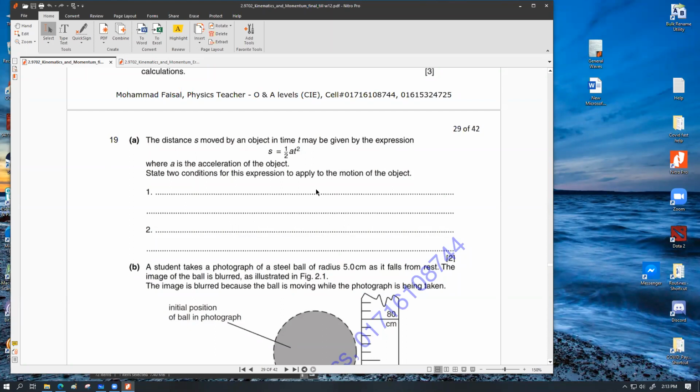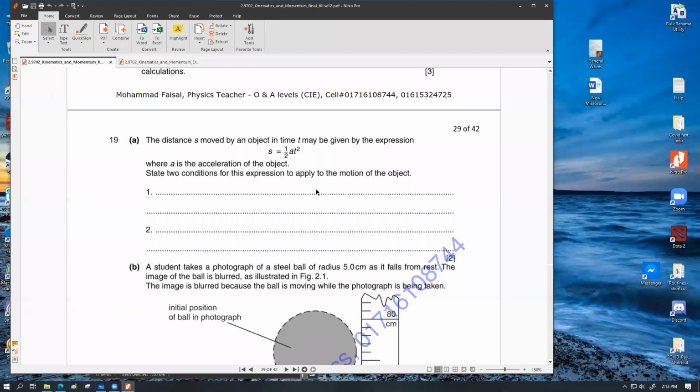No, sir. These are the 2 conditions that you are supposed to write. State 2 conditions for this expression to apply to the motion of an object. Condition number 1, the object starts from rest. Or you can write this whole sentence, or you can simply write initial velocity equals 0. Those 3 words, initial velocity 0, score you the mark as well. Number 2, the object moves with uniform acceleration throughout the time. That's important for those equations as well.